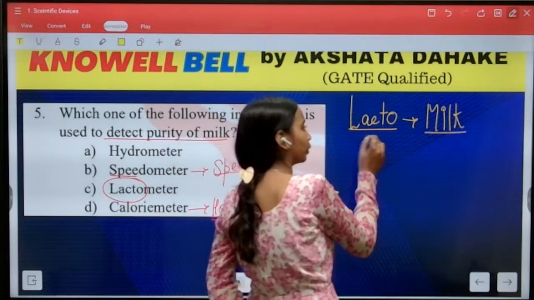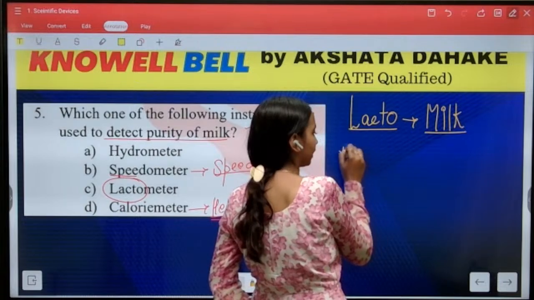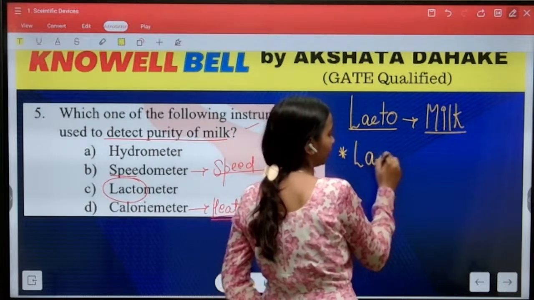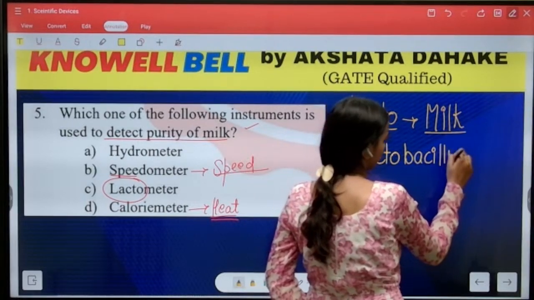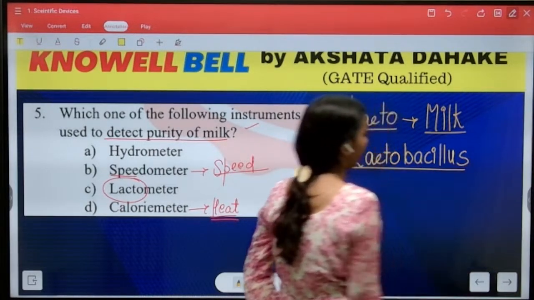Okay. Now we also studied the name of a bacteria. We discussed the name of a bacteria. The bacteria was lactobacillus. What was the bacteria called? The bacteria was called lactobacillus.